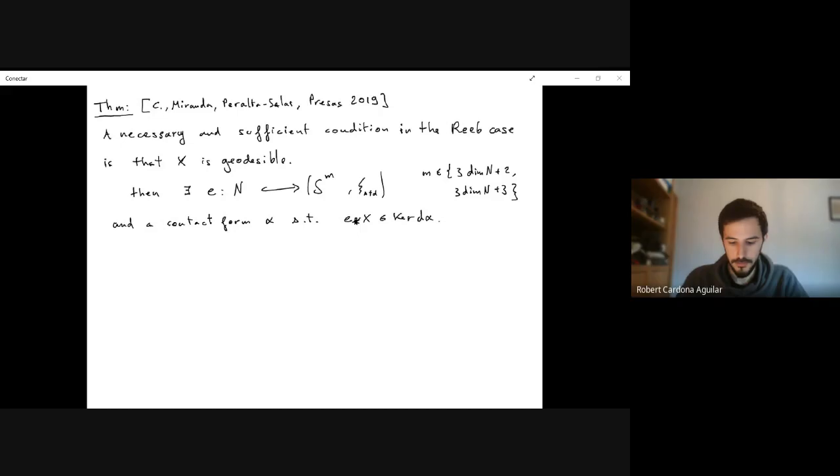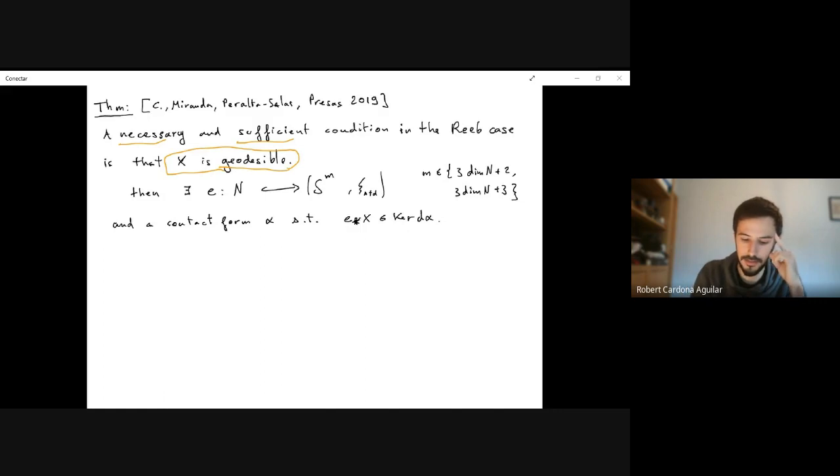What we proved back in 2019 with Eva Miranda, Daniel Peralta-Salas, and Francisco Presas, is that we solved this question in the case of a contact structure. A necessary and sufficient condition to embed a vector field into the Reeb vector field of some contact structure is that X has to be geodesible. It's not true in general. There are vector fields which cannot be embedded into the Reeb field of a contact structure. But a necessary condition is that it's geodesible, and it's also sufficient.